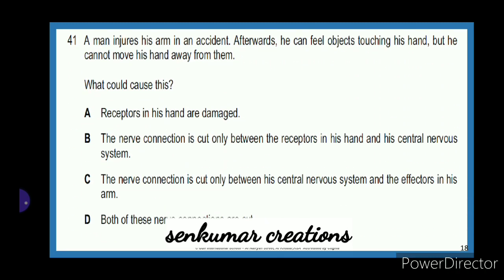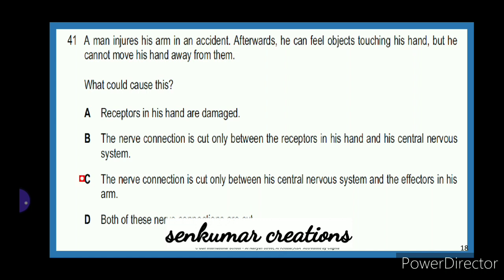A man injures his arm in an accident. Afterwards, he can feel objects touching his hand, but he cannot move his hand away from them. What could cause this? Okay, so the receptor is functioning in the hand, but the hand is not able to move.